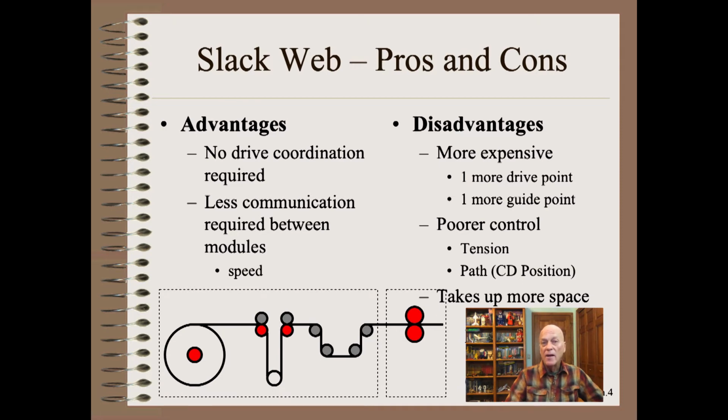This slide summarizes the pros and cons of the slack web and the much more standard tight web design configurations used almost everywhere else. As you can see, the pros of the slack web are primarily just one thing: no communication, mostly just a speed signal, is needed for a module. The cons are enormous. As we have already mentioned, a greater mechanical and control complexity, hence a greater cost.